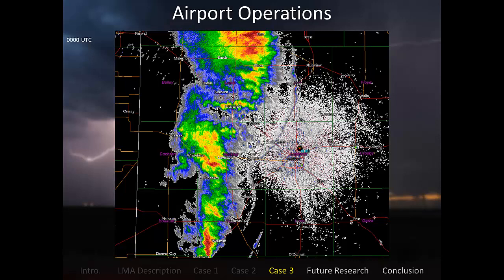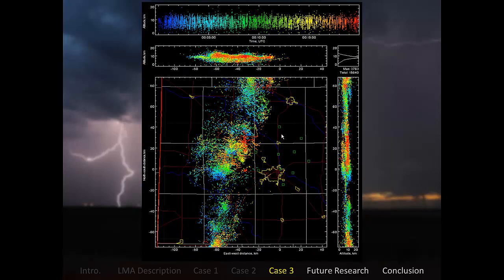So here we are at 0 UTC, so 7 p.m. Central Standard Time. We have a line of thunderstorms moving in from the west towards Lubbock. They had kicked an outflow boundary out, so we knew that the convection would generally be weakening with time. And on the LMA, we were still seeing quite a few sources, but they were pretty spread out and also not really concentrated anywhere along the line.